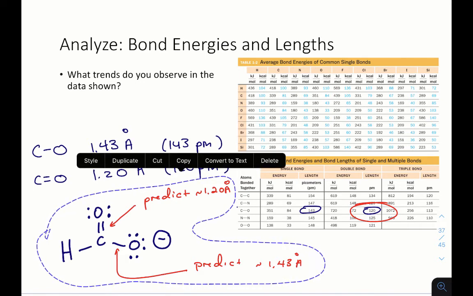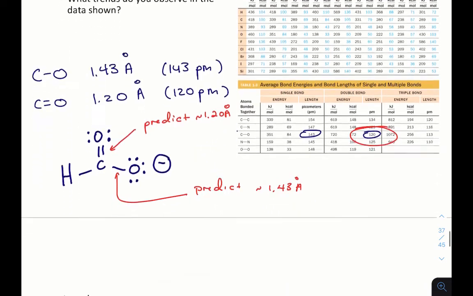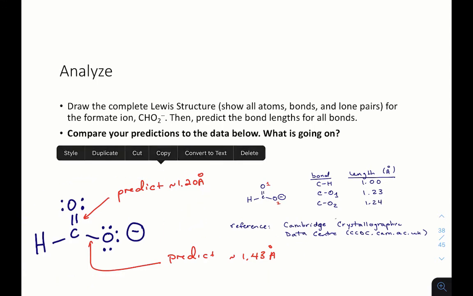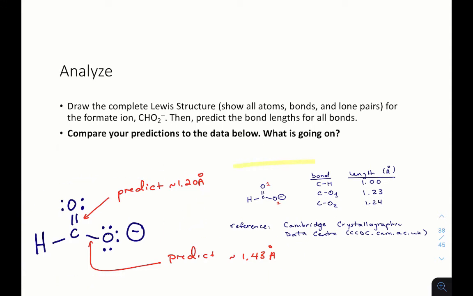If there is data we can get, people grow crystals, like a crystal of sugar or a crystal of salt. They grow crystals of compounds. For the technique of X-ray crystallography, they can measure the distance between the nuclei. I got this data from the Cambridge Crystallographic Data Center.